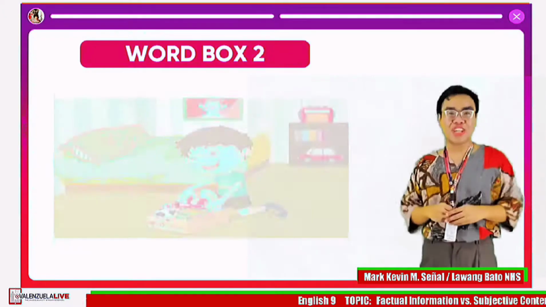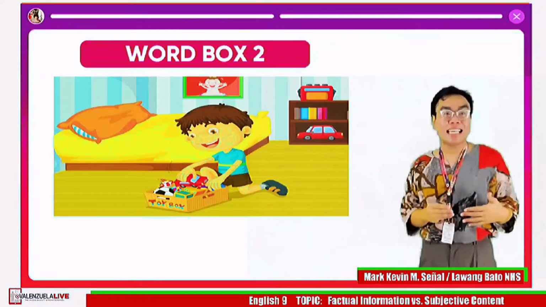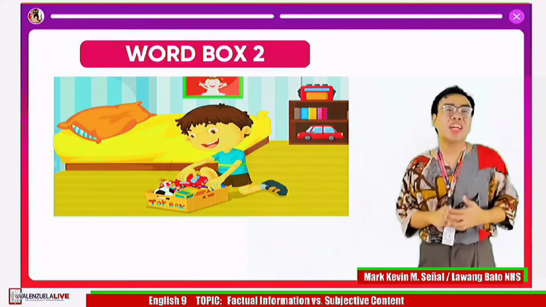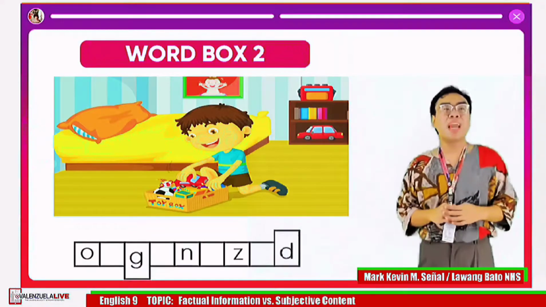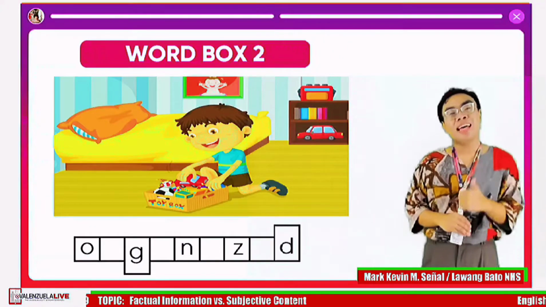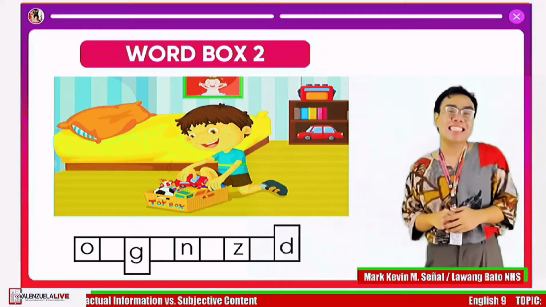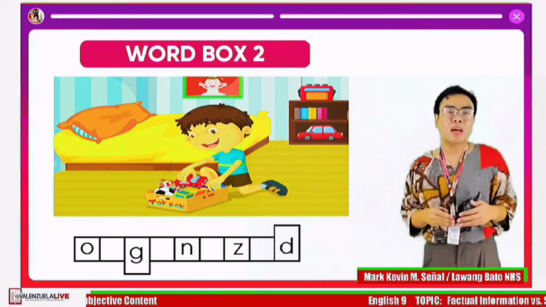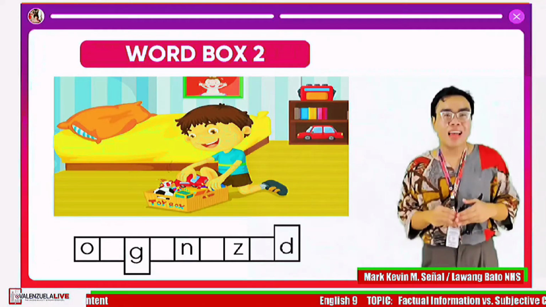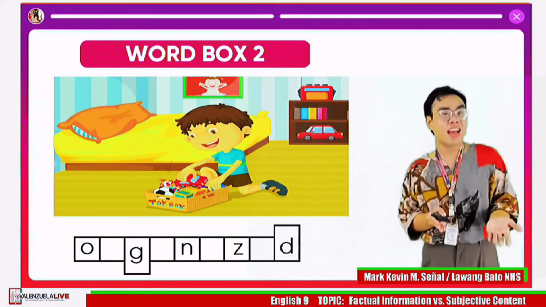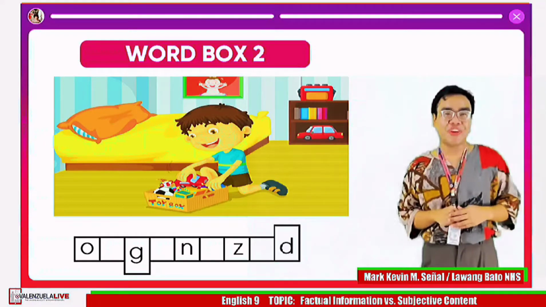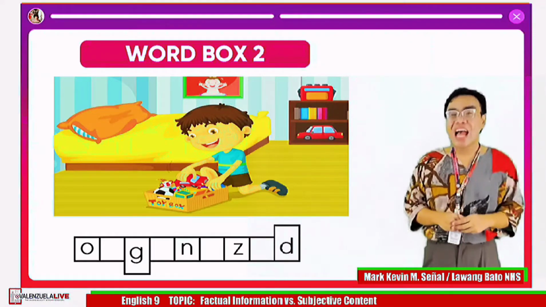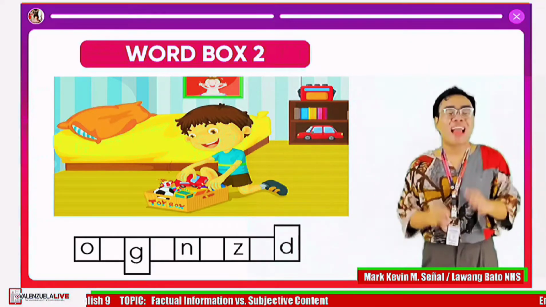Here is the picture. As you can see, the kid is arranging the toys neatly. Now, here are the letter boxes. We have 9 letters. O, G, N, Z, and D are provided. What do we call when someone arranges their stuff? They are being. 5 seconds to comment down your answers. Correct answer is very well.